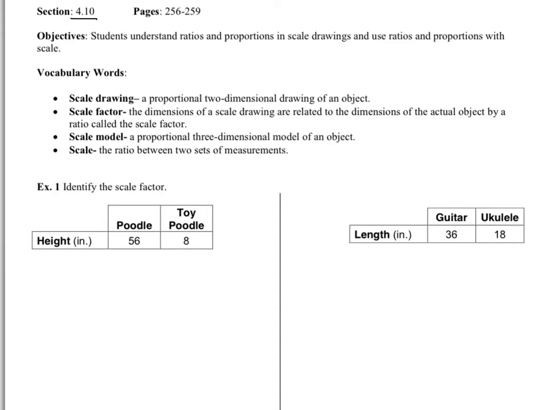4.10 lesson is about scale drawings. It'll also include scale models. So a scale drawing and a scale model can use a ratio to write a scale factor. So that's what we're going to be doing today, starting with example 1.